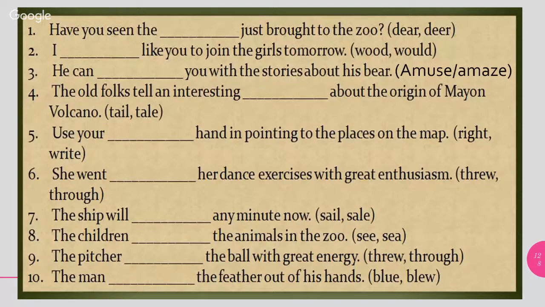She went through her dance exercises with great enthusiasm. She threw, she went through. Went through should be T-H-R-O-U-G-H. T-H-R-E-W means to throw. The ship will sail any minute now. S-A-I-L, S-A-L-E. S-A-I-L means to sail. S-A-L-E means the sale that you see in shops.